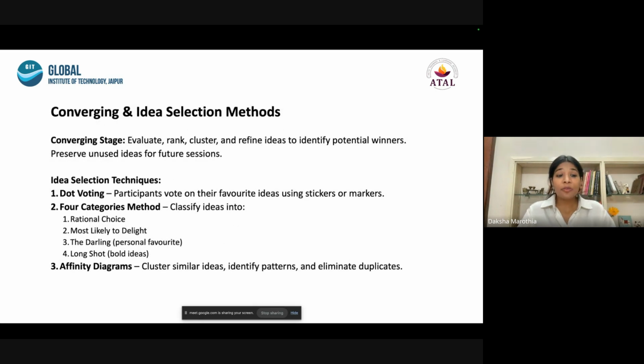Another thing is, because we have so many ideas already, we want to understand how to converge these ideas and how to make a selection. So there are again tools for doing the same thing. You need to evaluate, you need to rank, you need to cluster them together. So how can we do that? There are techniques. Has anybody heard of any of these techniques: dot voting, four category method, or affinity diagrams?